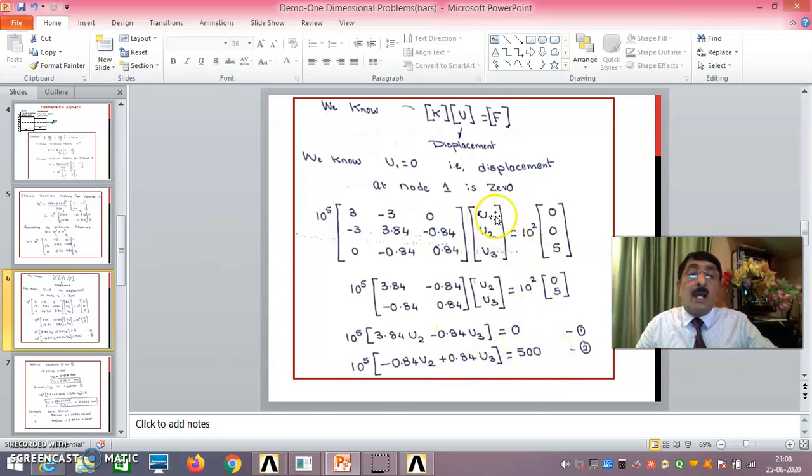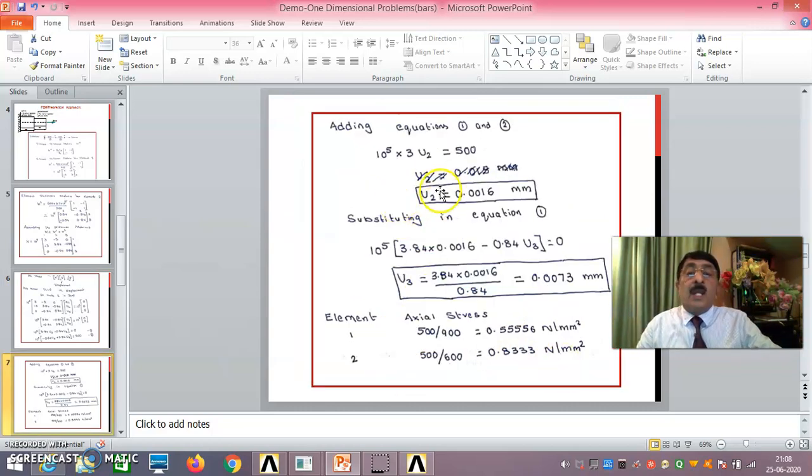As you know, I have assumed U1 is 0 because it is at the support. You need not consider U1 at all, which is why I have considered only these two equations. I will get U2 and U3 by solving these two. If you solve this, U2 is 0.0016 mm and U3 is 0.0073 mm.